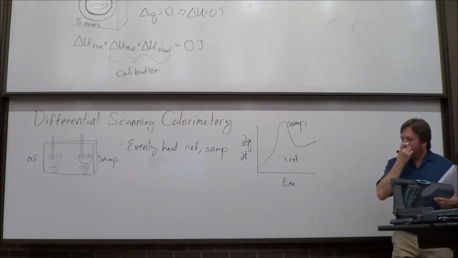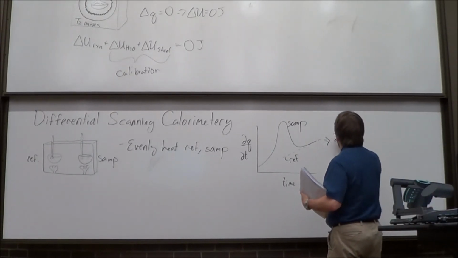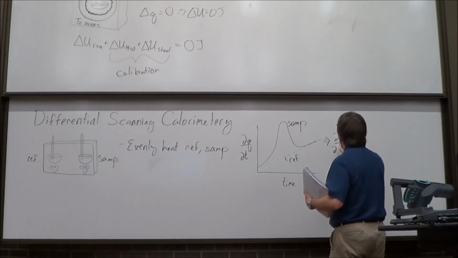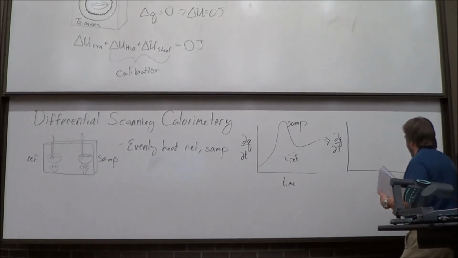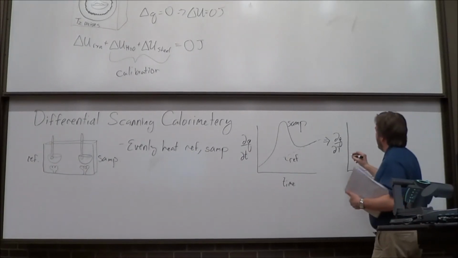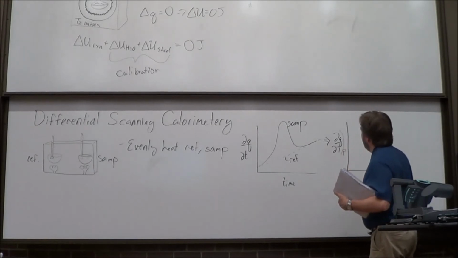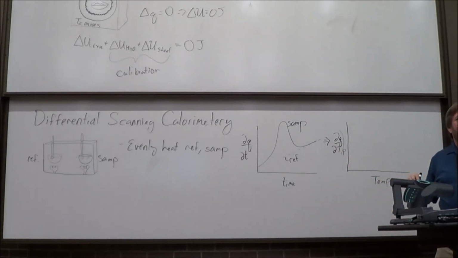Now, the trick is that you then convert this to temperature because you know pretty much how it runs. You know the temperature at whatever time, so you convert that to temperature. And you're at constant pressure. Anyone know what this is? What's dq dt at constant P? You've heard of it before.